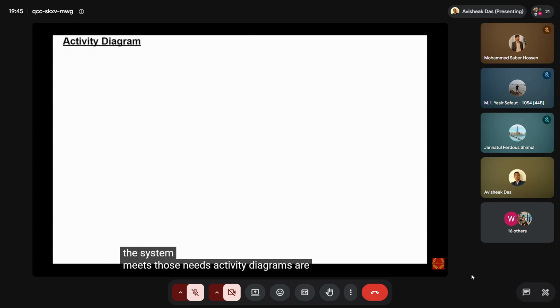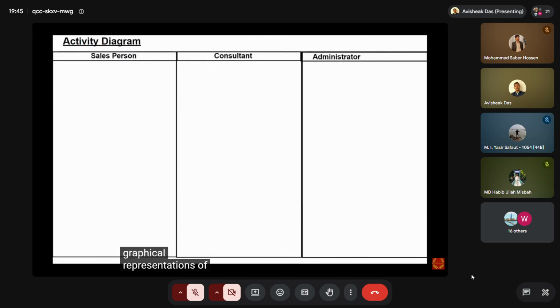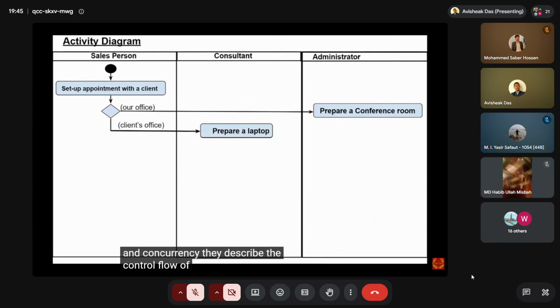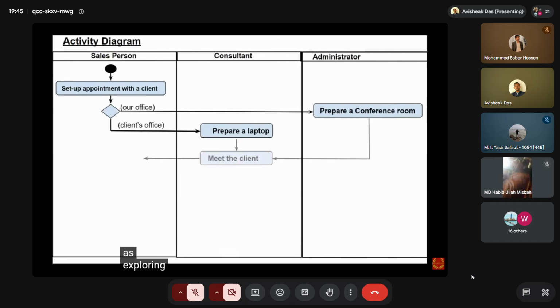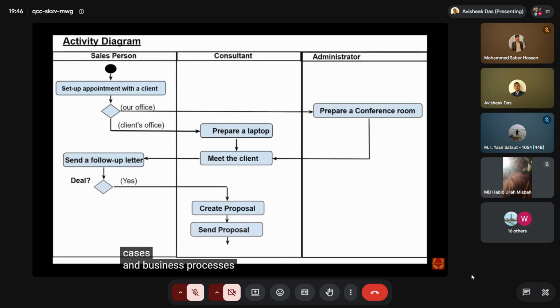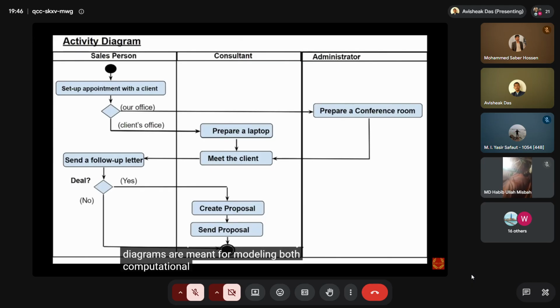Activity diagrams are graphical representations of workflows of stepwise activities and actions with the support of choice, iteration, and concurrency. They describe the control flow of the target system, such as exploring complex business rules and operations, as well as describing the use cases and business processes. In UML, activity diagrams are meant for modeling both computational and organizational processes.